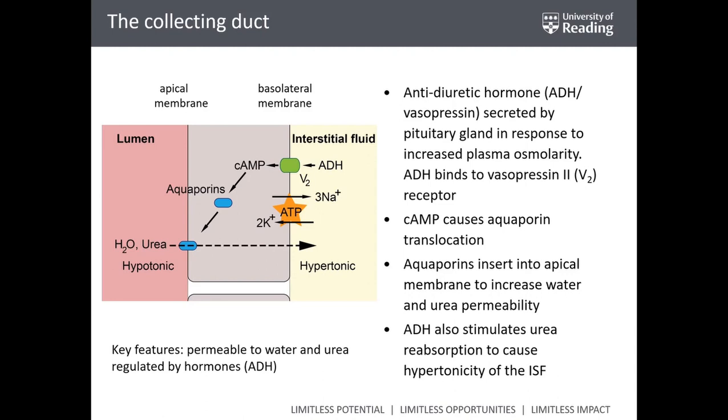So, as usual, we have our epithelium with the apical membrane and the basolateral membrane. And the antidiuretic hormone, also called vasopressin, is secreted, as I already mentioned, by the pituitary gland. They are secreted as a consequence of the increase of osmolarity of the plasma. So ADH binds the vasopressin 2 receptor on the basolateral membrane of the collecting duct epithelium.